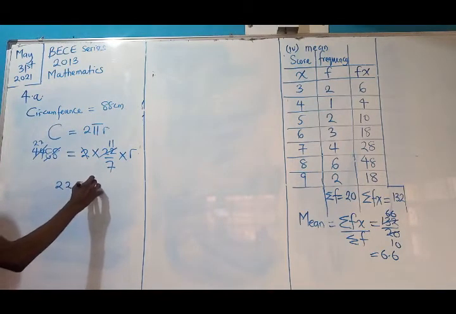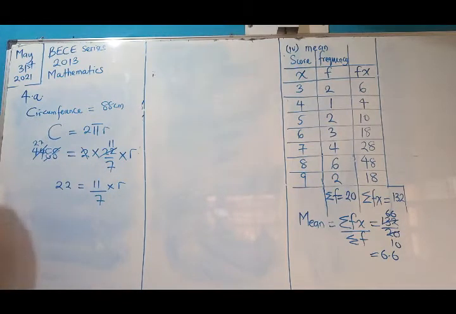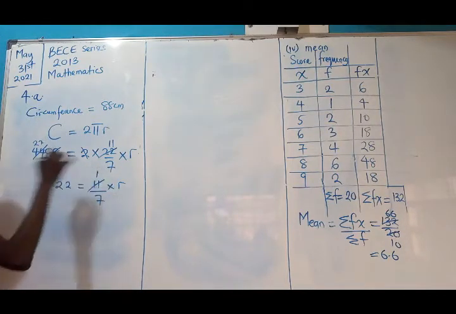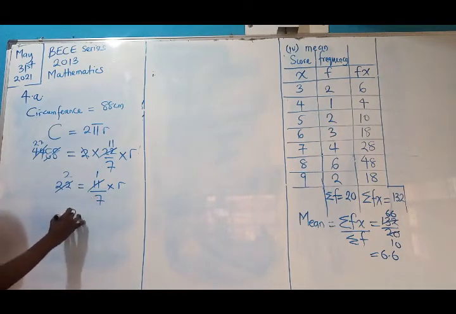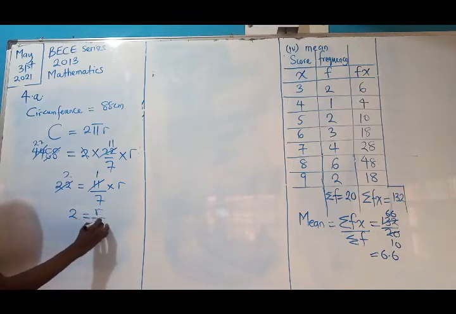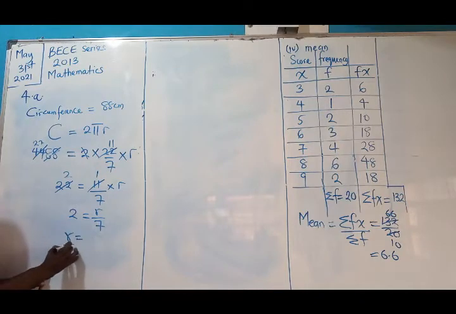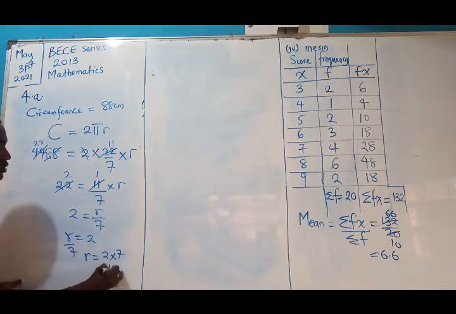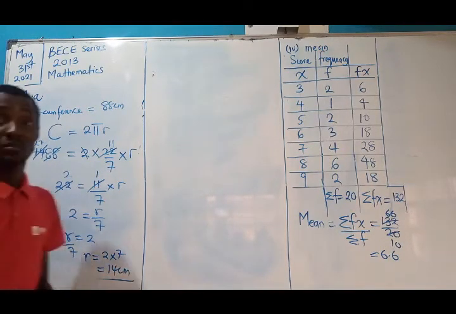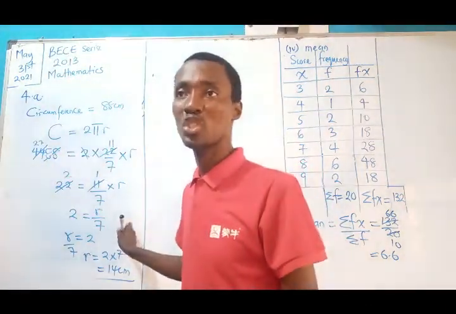So I'll do this. And then I divide both sides by what? Is that not? So what I'm going to have is 2 equal to r over 7. Is that not? Yes. So if I rewrite it, this will be r over 7 equal to what? 2. So r will now be equal to what? 2 times 7. And what is the radius? 14 centimeters. That's what. So you see that question is so cheap.